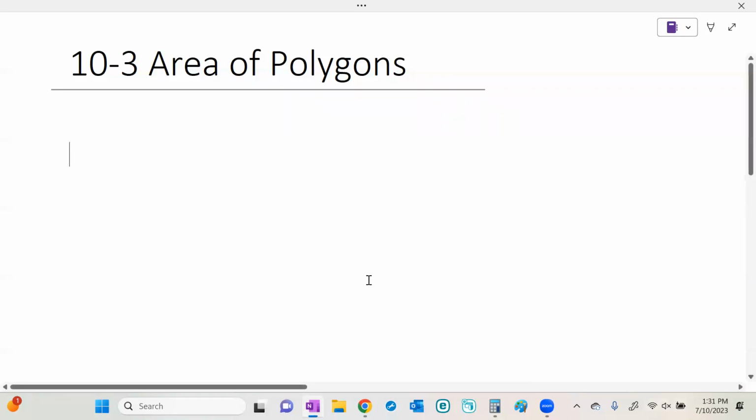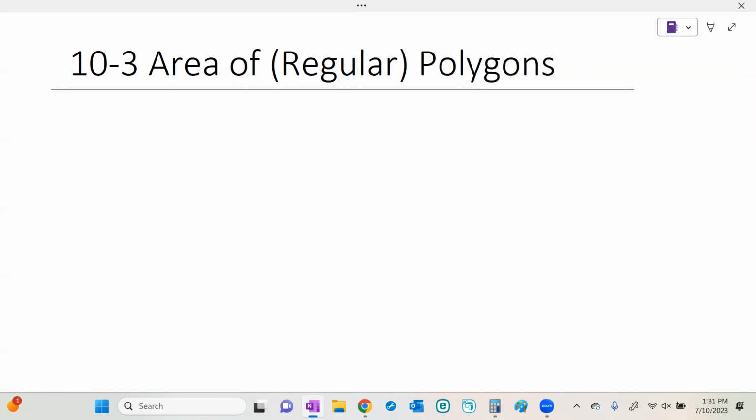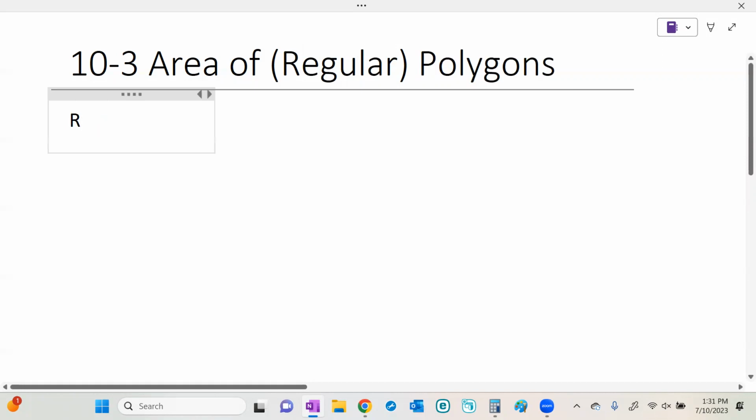This now is a formula that works for any regular polygon. We should put that. It says area of polygons. Really, it's the area of regular polygons. Let's make sure we remember what a regular polygon is. Just quickly with our notes, you should know this. You've learned it for a long time.